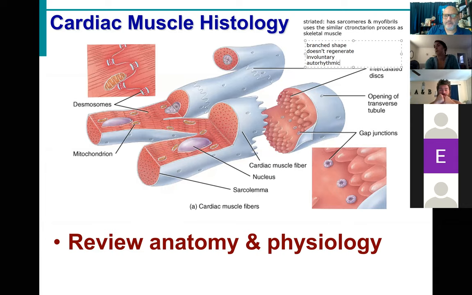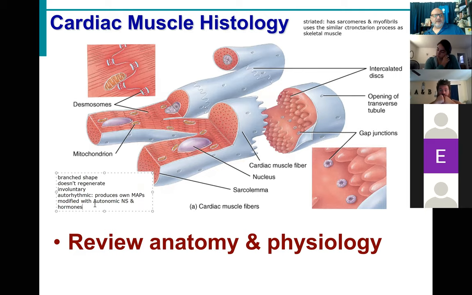It's autorhythmic, right? Produces its own action potentials. However, as we do know, it can be modified with our autonomic nervous system and our hormones. Excellent. I'm running out of room here, so sneak this over here. What else? One nucleus and sometimes binucleated. Yeah, primarily uninucleated, or a very few will have two. Excellent.